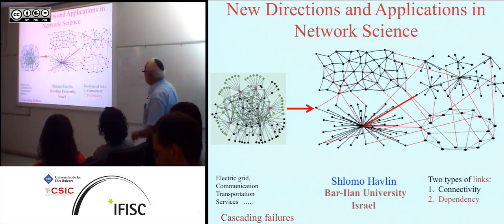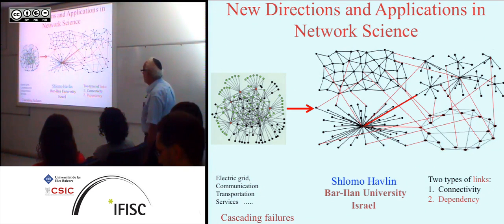The black links are the classical links that we use in statistical physics. These are the links that when we say percolation, we want that the majority of nodes will be in contact using these links. So these are called connectivity links. But introduced here in the last 2 years, we started to introduce a new type of link, which actually exists in real systems, and this I call dependency links. I put it in red.